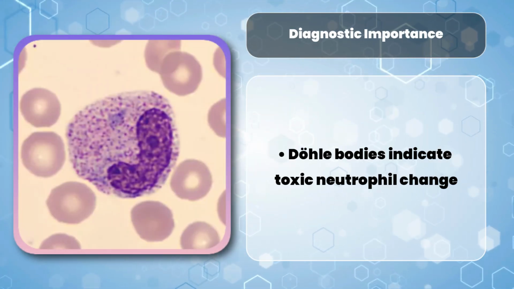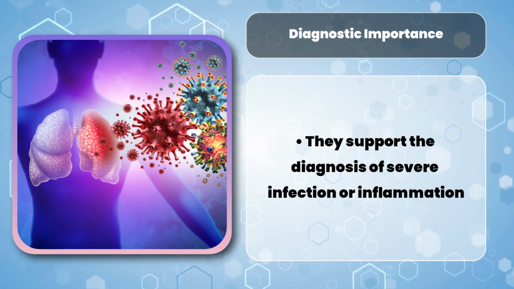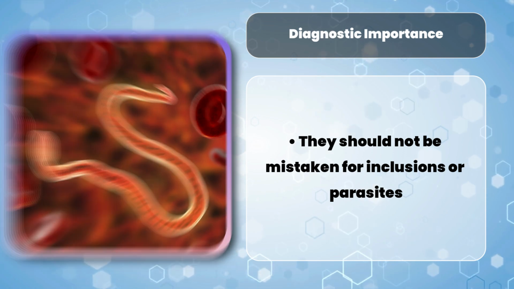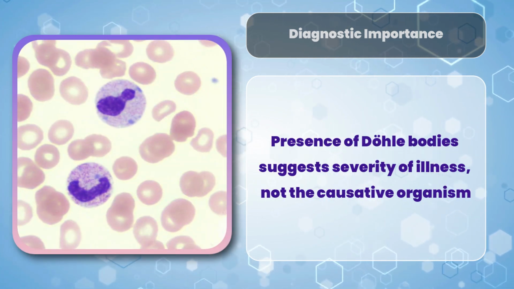Diagnostic importance: Döhle bodies indicate toxic neutrophil change. They support the diagnosis of severe infection or inflammation. They should not be mistaken for inclusions or parasites. Presence of Döhle bodies suggests severity of illness, not the causative organism.